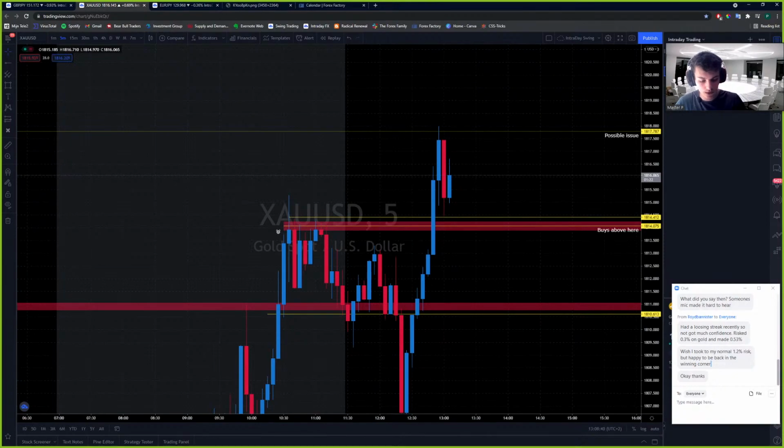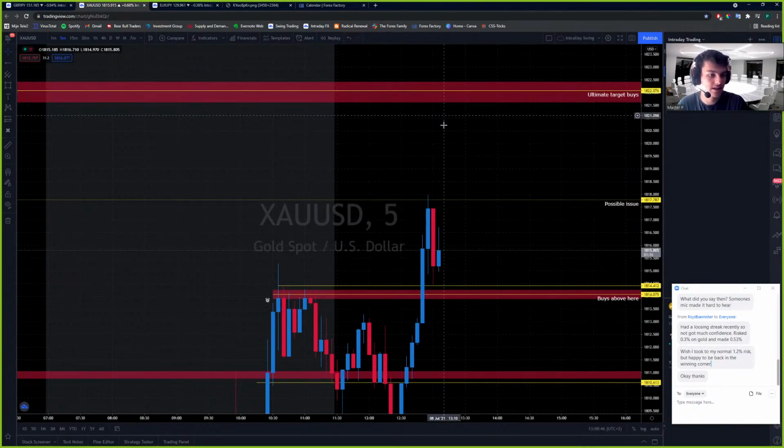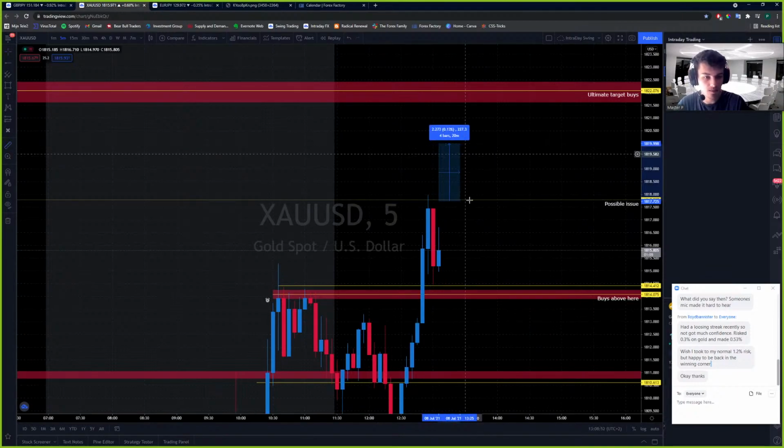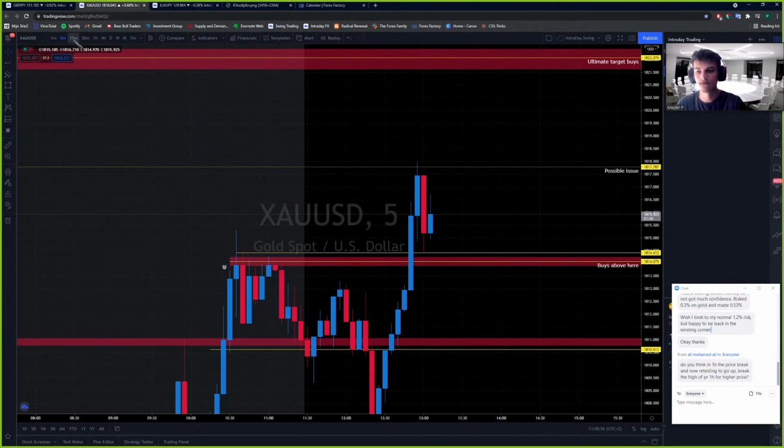Will gold do a new high? Yeah, it already did a new high. I think it can continue creating new highs until at least 1820. So we've got a good 20 pip range, 23 pip range above that. But let's see.